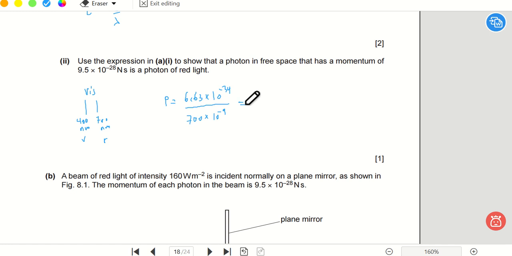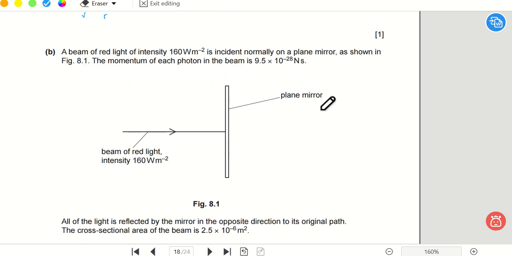Let me pick the calculator. Okay, it's 947, almost 9.5 times 10 to minus 28, and certainly newton second.